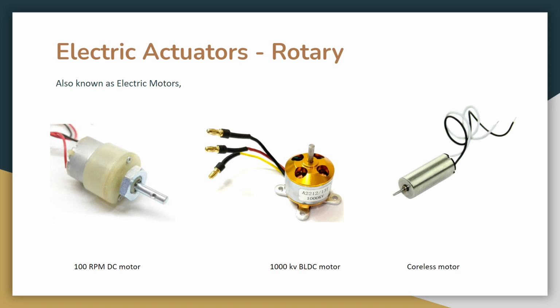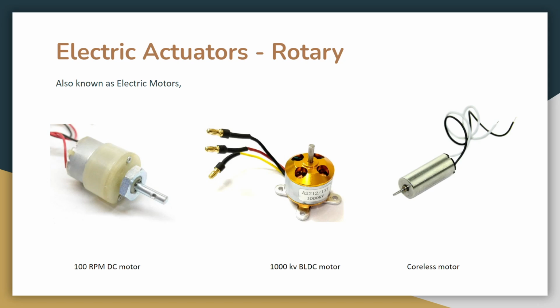So the torque which can be generated from those motors is pretty high. But compared to the BLDC motors, which have very high RPM, DC motors, again, 100 RPM is very little. You can also buy motors with 200, 300 RPM and all those things.